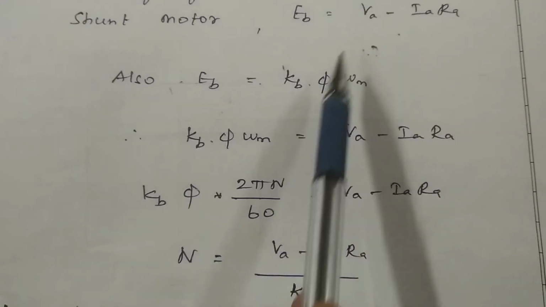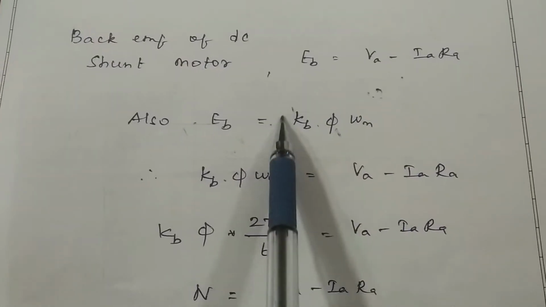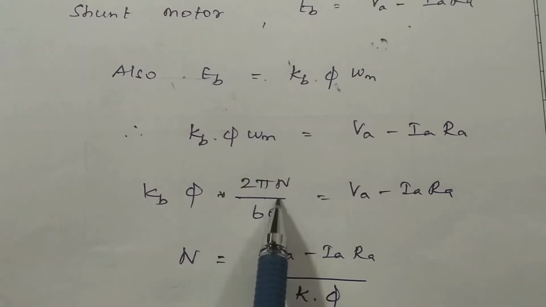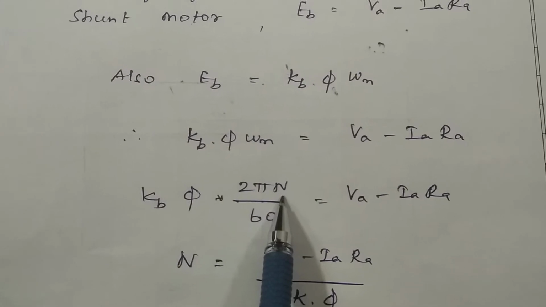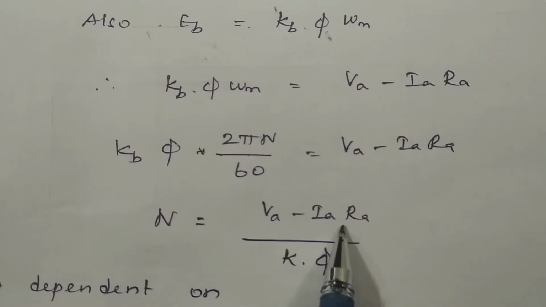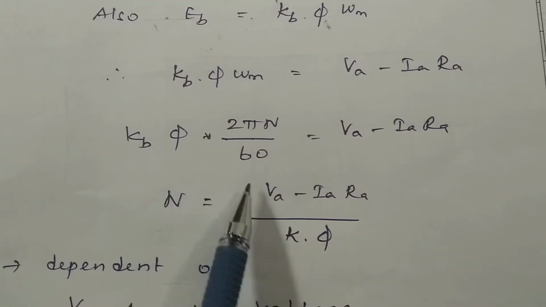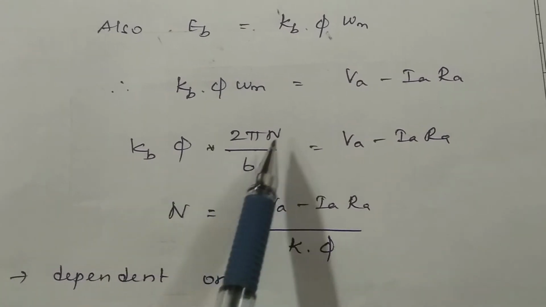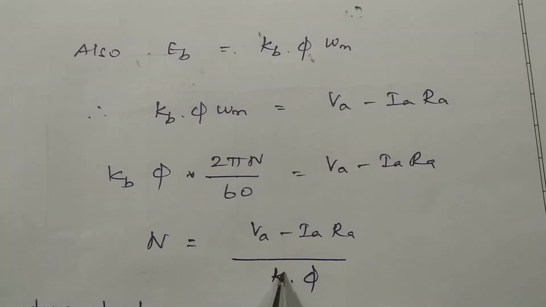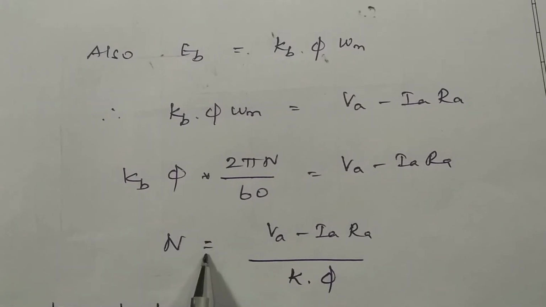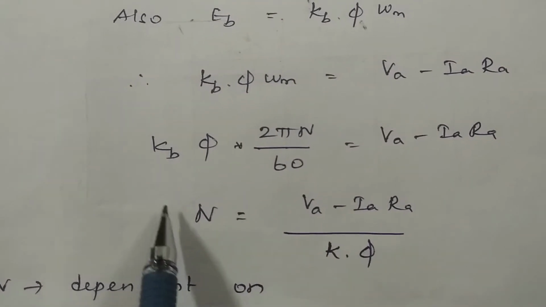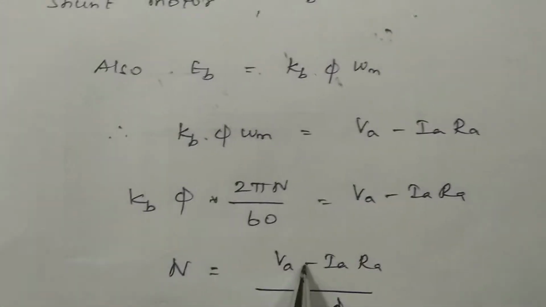So if you equate these two relationships, one in terms of voltage, another in terms of the flux and the speed, and substitute omega equal to 2 pi n by 60, where n is the speed of the machine in RPM, and take the speed on one side and bring all the other parameters to the other side, all the constants, that is 60, 2, pi, KB, are equivalently represented as capital K. Then the equation for speed is n is equal to (VA minus IA RA) by K phi.